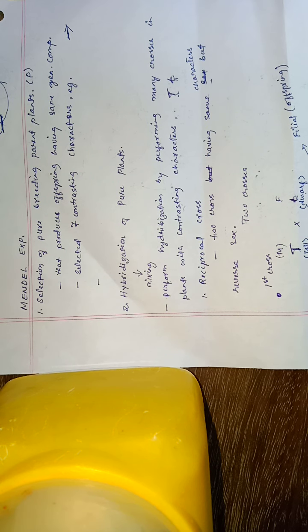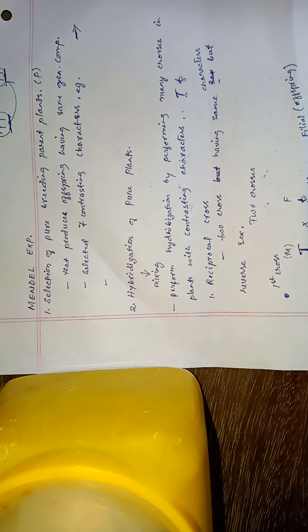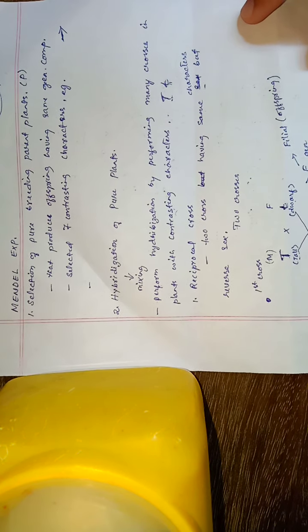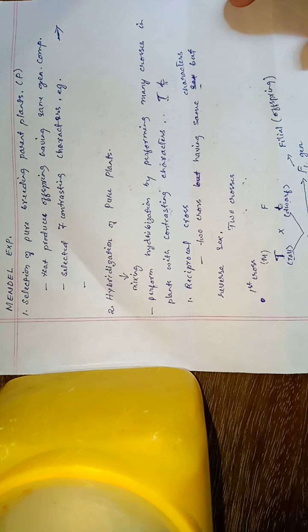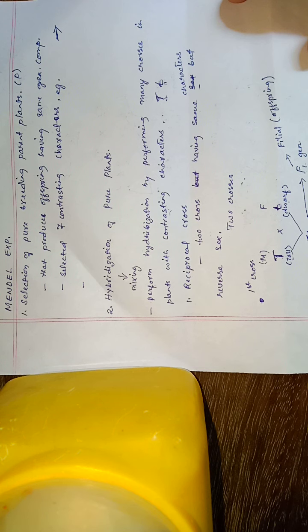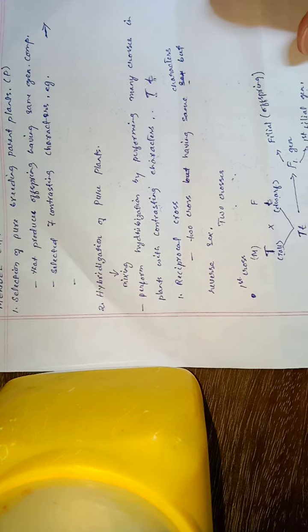The first character is seed shape. In seed shape, he selected two contrasting characters, that is round and wrinkled. Round is the dominant and the wrinkled is the recessive. The second character is seed color. In seed color, yellow is the dominant and green is the recessive. The third character is the flower color. In flower color, he chose two colors, that is violet and white. Violet is the dominant and white is the recessive.